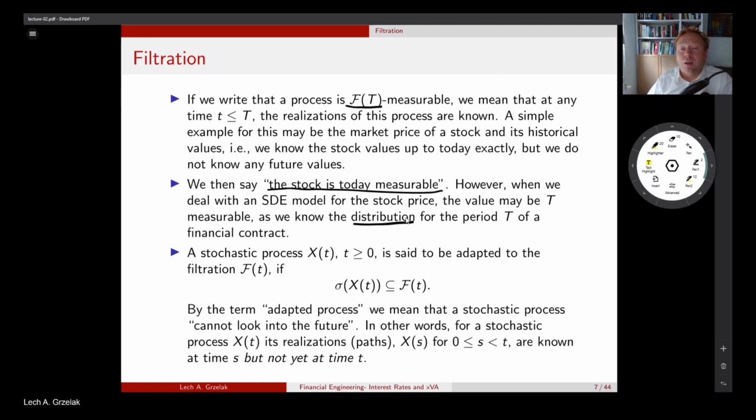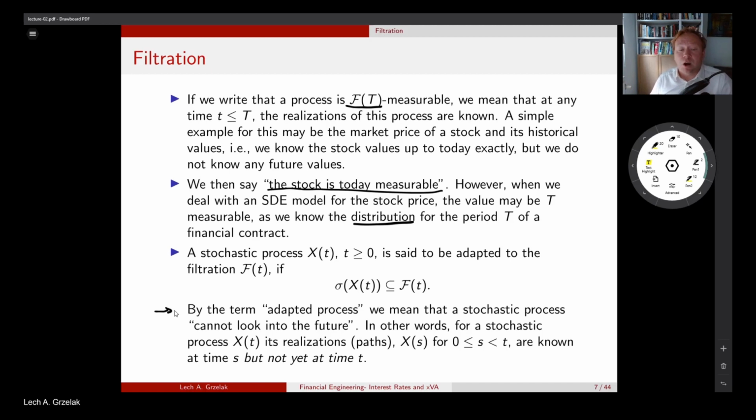So for example, you will calibrate the parameters of your SDEs, stochastic differential equations, to historical market data, or you would imply them from market instruments. And then another thing is sigma fields or filtrations. If you have a sigma field of X_t, the knowledge about a process X_t is included in the filtration F_t.